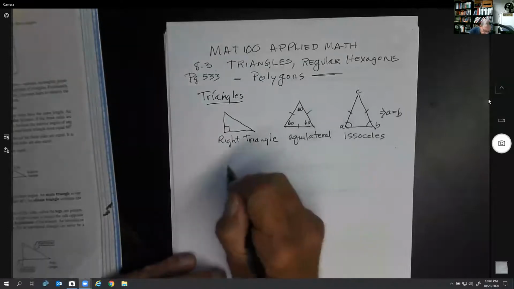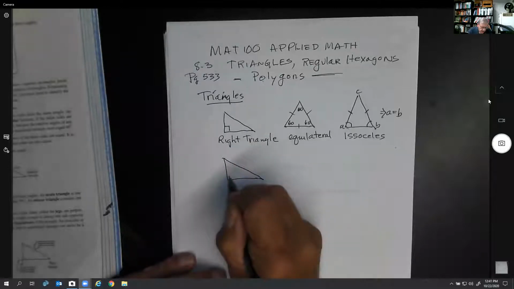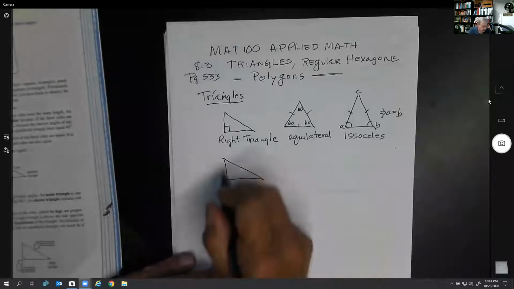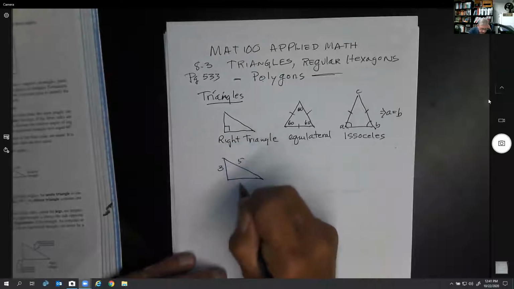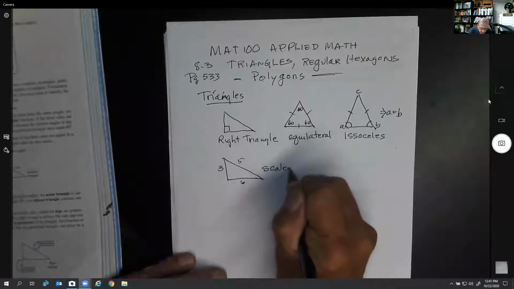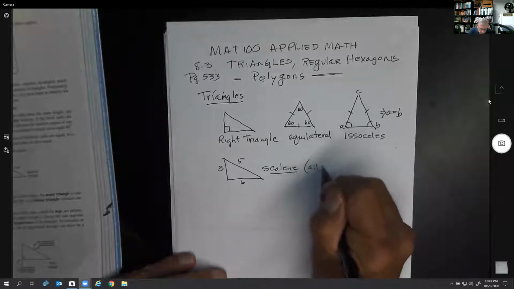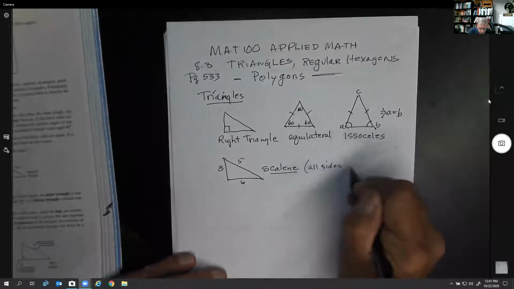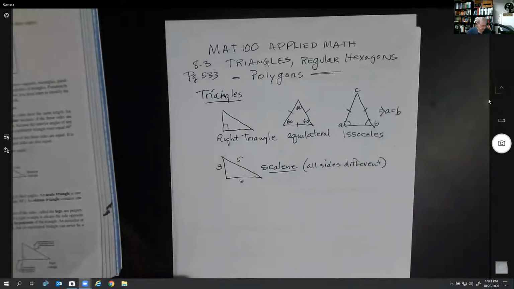Okay, and then we also have another triangle. And it could look a little bit like a right triangle sometimes. But as long as it doesn't have the box, it means all the sides are different. Maybe this one is 3 and 5 and 6. This is called a scalene. Scalene, all sides different. So all the sides are a little bit different on a scalene.